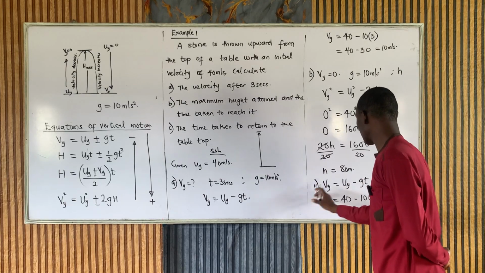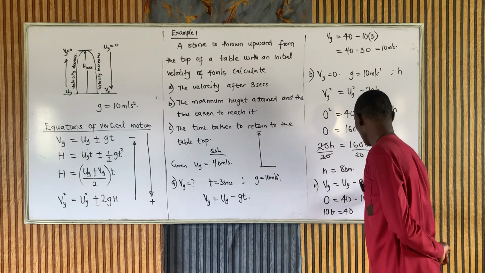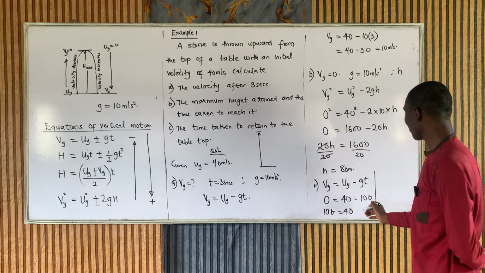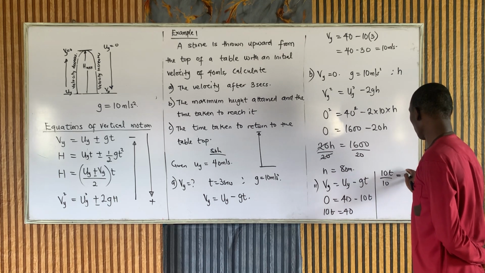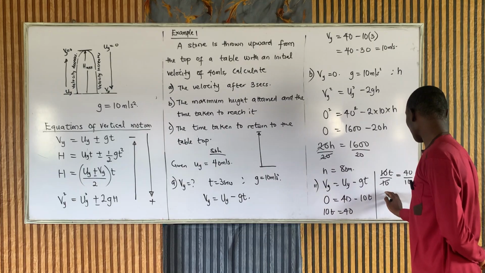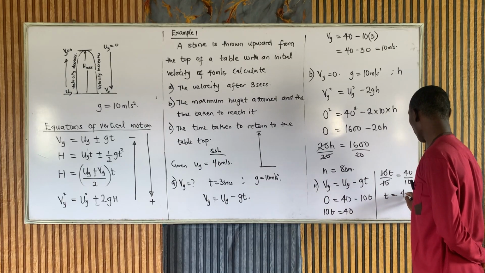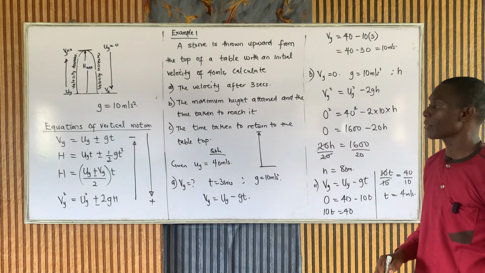We can bring this 10t here. 10t is equal to 40. From here now, we can divide both sides by 10. So 10t over 10 is equal to 40 over 10. And then we can get that our time is equal to 4 seconds. And that's that about that.